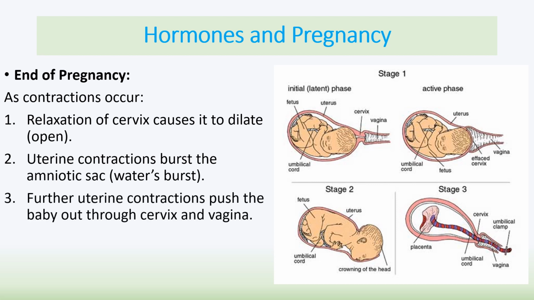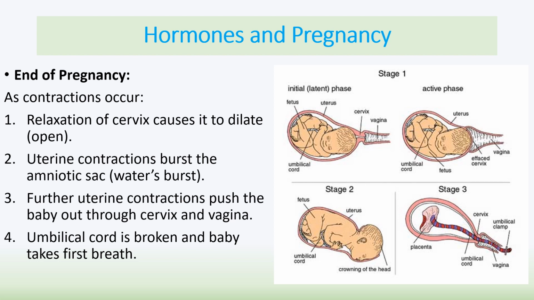Further uterus contractions then push the baby out of the cervix and out of the vagina, so the baby is then born and the umbilical cord is broken, and that then leads to the baby automatically taking its first breath.